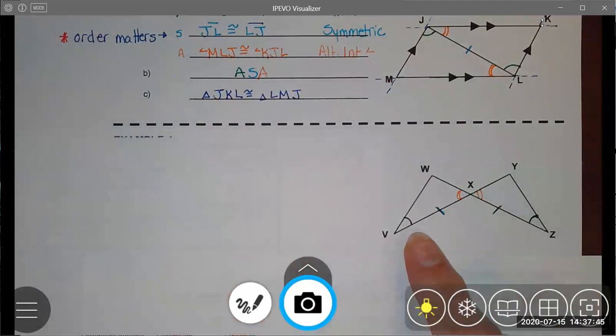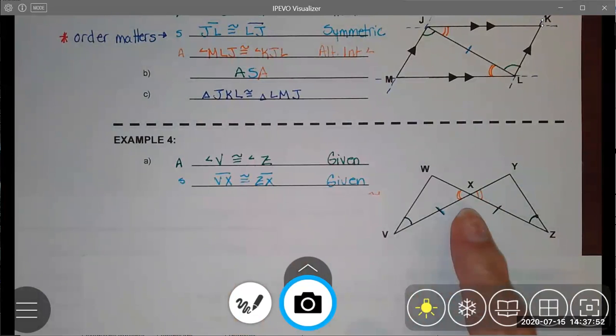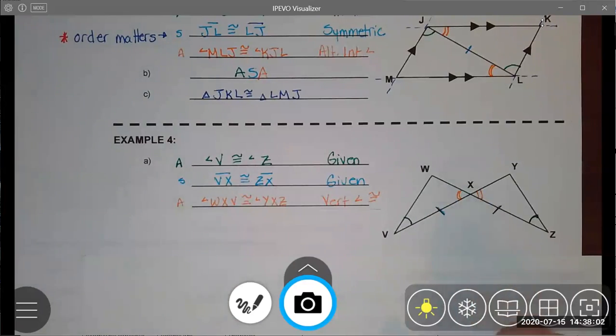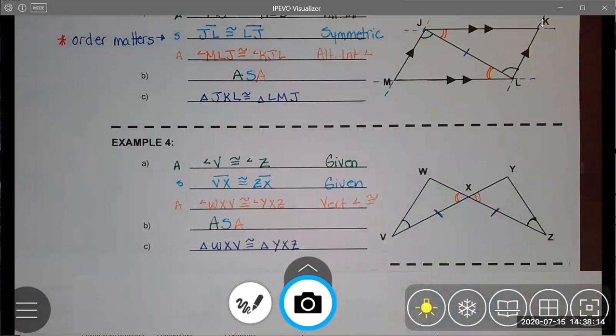I was given that V is congruent to Z. That was given information. I was given that VX is congruent to ZX. I could tell that by the marks on my picture. And then lastly, by the vertical angle congruency theorem, I know that these 2 angles are congruent. So by angle, side, angle, with the side included between the two angles, I can conclude that WXV is congruent to YXZ.